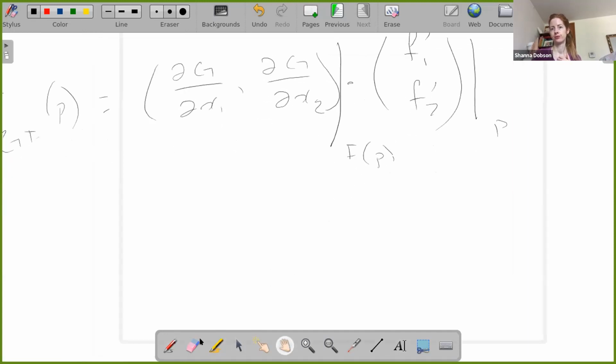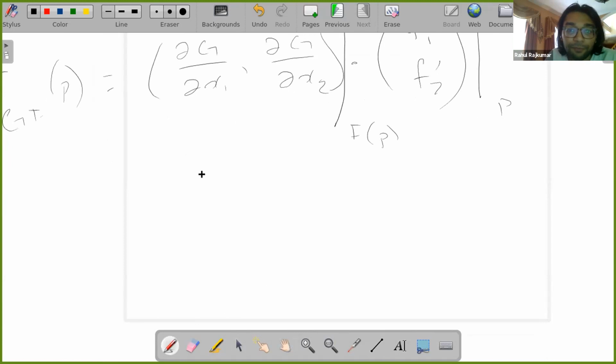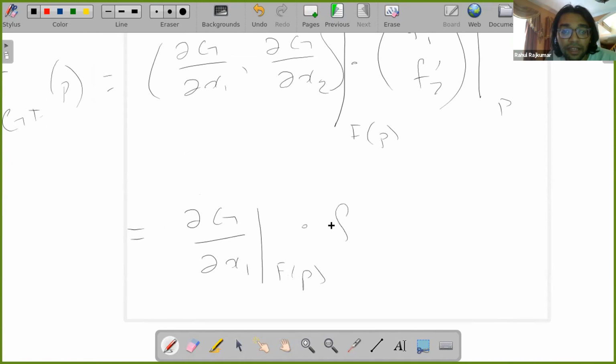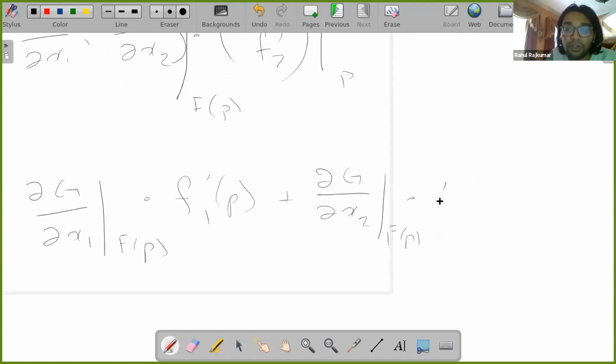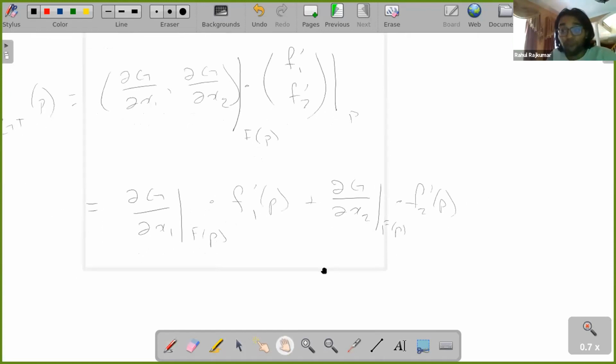So then we just expand this. So this is equal to del G del X1 at F of P times F1 prime of P plus del G del X2 at F of P dot F2 prime at P. So now there are a very large number of solutions to this. So we just need to pick some.